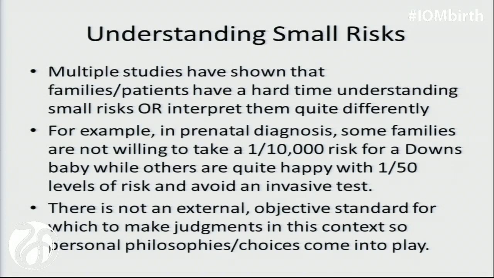I'd like to spend 1 minute on understanding small risks. That's what we've been talking about, small risks. And that's a big issue for many of our patients. People have a hard time understanding small risks. In prenatal diagnosis, when you are assessing women for Down syndrome, some are unwilling to take a 1 in 10,000 risk, and others are very happy with a 1 in 150 risk, or even a 1 in 50 risk. So the take-home point here is that women and families have different assessments of risk, and that's going to make a big difference in how they interpret the risks among the different birth settings. This is not an objective external way of analyzing. This is an internal family judgment.